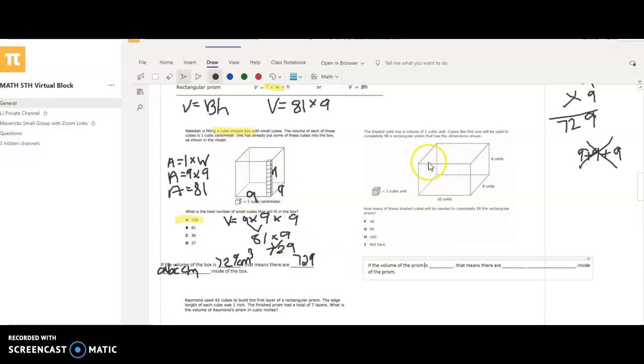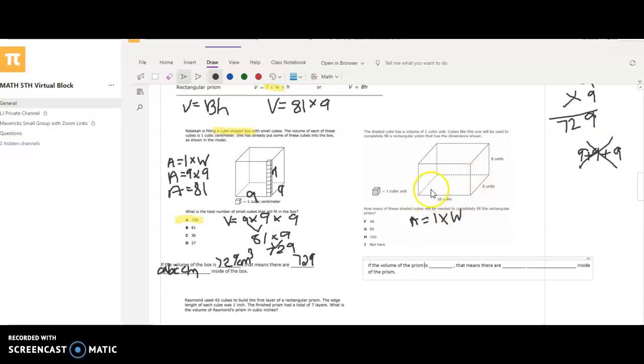All right, let's take a look at this next one. The shaded cube has a volume of 1 cubic unit. That's this one right here. Cubes like this one will be used to completely fill a rectangular prism that has the dimensions shown. 10 units by 8 units by 6 units. How many of these shaded cubes will be needed to completely fill the rectangular prism? So we're going to first find the area of the base and then multiply it by the height. So area is equal to length times width.